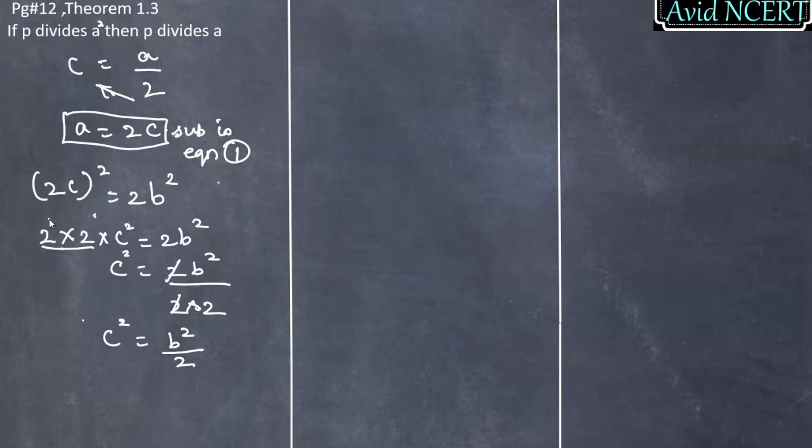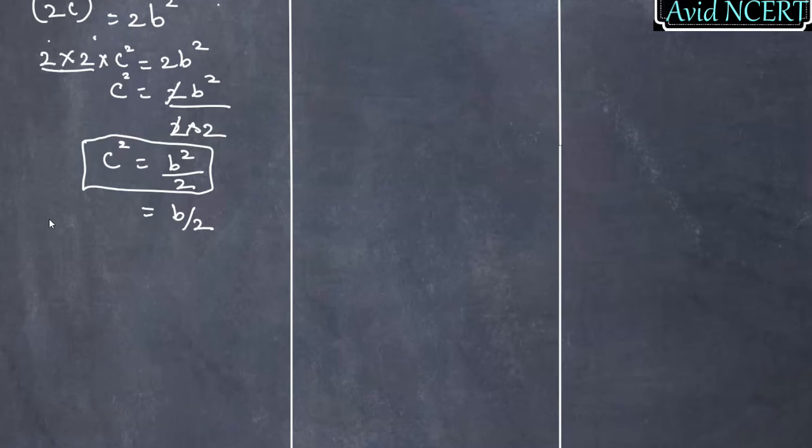So from this we know that 2 also divides b square, which means it also divides b. Again, by theorem 1.3, when p divides a square, then it also divides a. When p divides b square, then it also divides b, which equals b by 2.